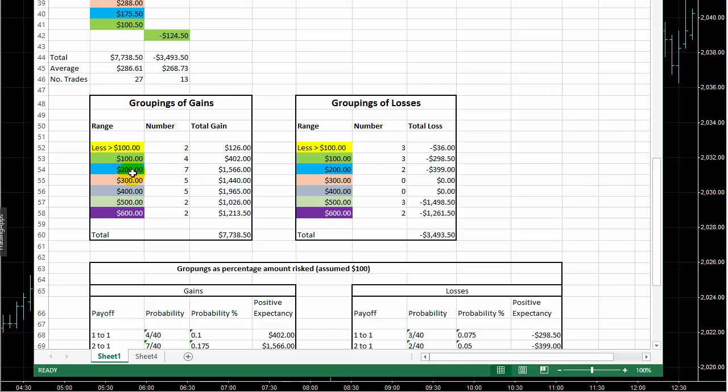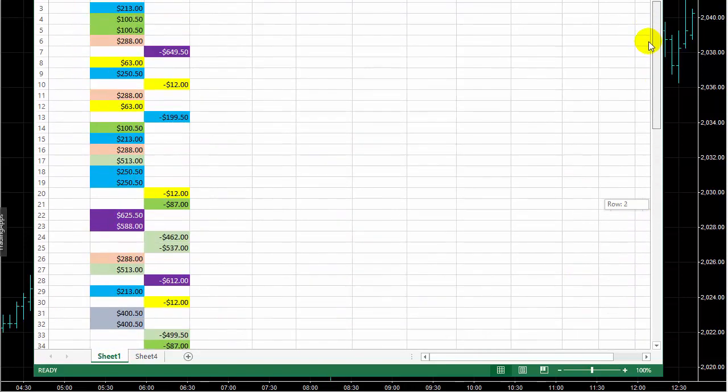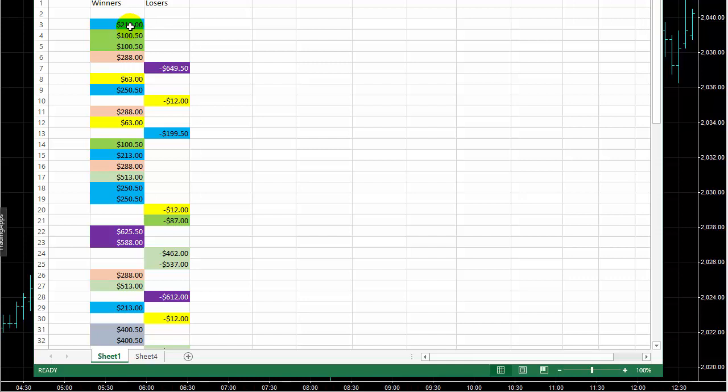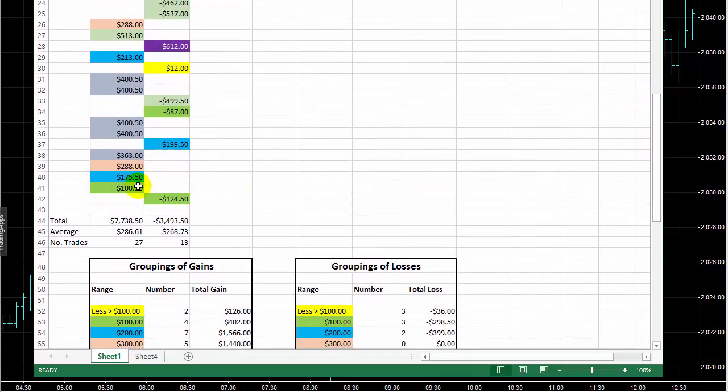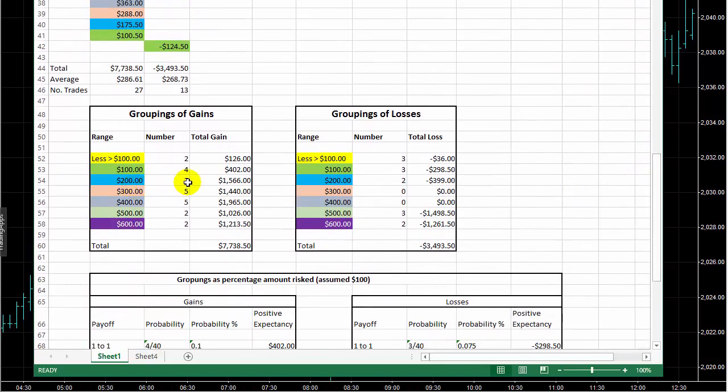Around $200, we have seven of them. Let's go find them. They're the blue ones. 213 is around 200. 250, 50. 213, 250, 50. 213, and one more, 175, 50. Total, we have seven of them. And if we add all those numbers, you come up with 1566. So we have seven positive trades around $200.